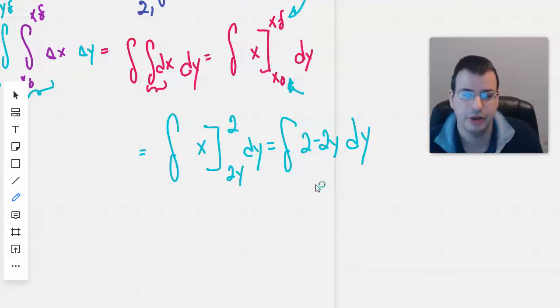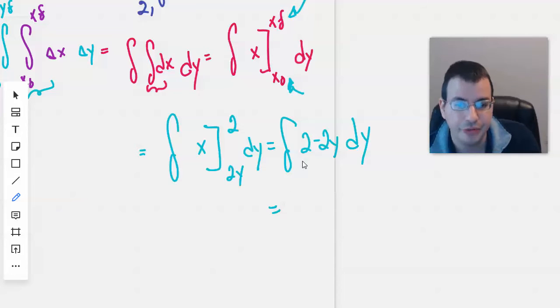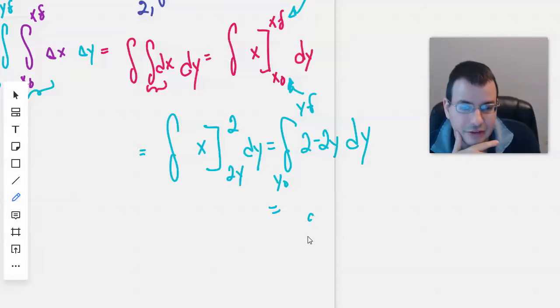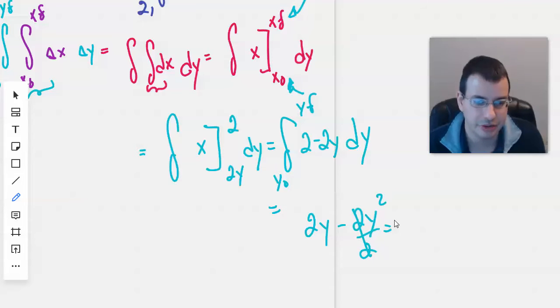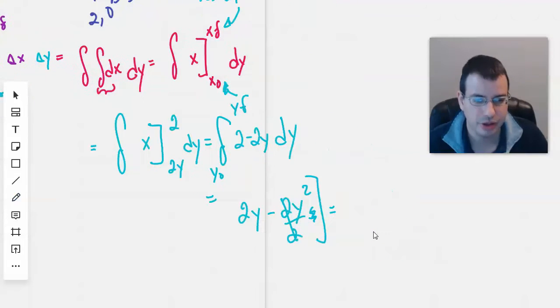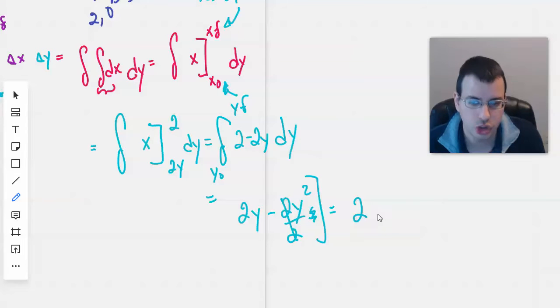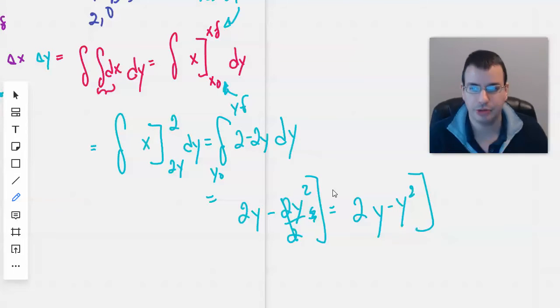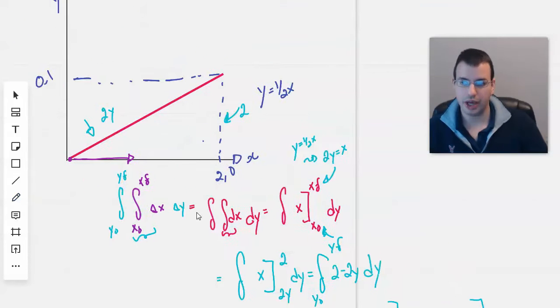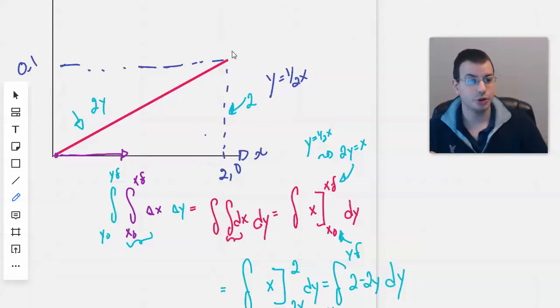Scroll down a little bit. So now if we take the integral of 2 minus 2y, and this is from y initial to y final, we'll have 2y minus 2y squared over 2. That'll cancel out. There'll be some limits of integration here that I haven't yet bothered with. And we will have 2y minus y squared. And now I should probably bother those limits of integration. So y will be from 0 to 1.